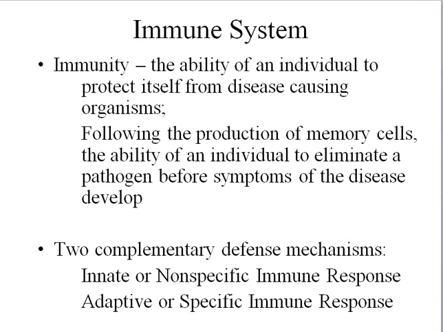Long-lasting immunity is a result of your body producing special white blood cells called memory cells. These memory cells allow your body to quickly eliminate a pathogen from your body before it can make you sick. Your immune system uses very different lines of defense: the innate or nonspecific immune response and the adaptive or specific immune response.